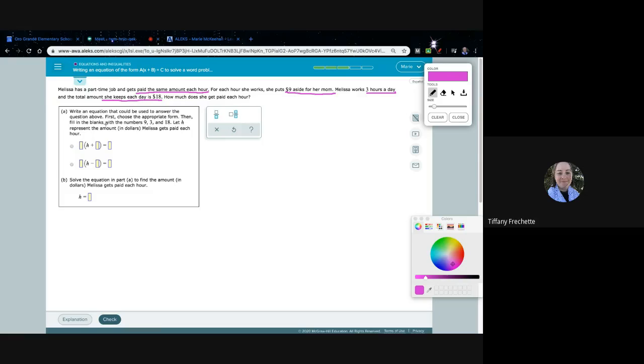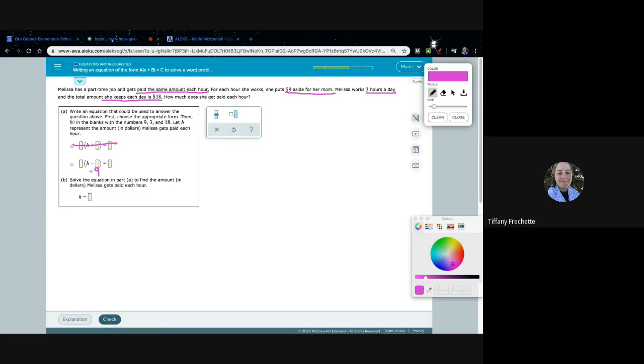All right, so write an equation that could be used to answer the question. First, choose the appropriate form. So we have to choose, is it plus or minus? And then fill in the blank with the numbers 9, 3, and 18. And let H represent how much she makes every hour, because we don't know that, right? So we know H is the number that she makes every hour, and then we know she puts $9 aside for her mom. So that doesn't sound like a plus or minus, but if she's putting it aside, she's taking that away from what she's keeping. So we want to use a minus.